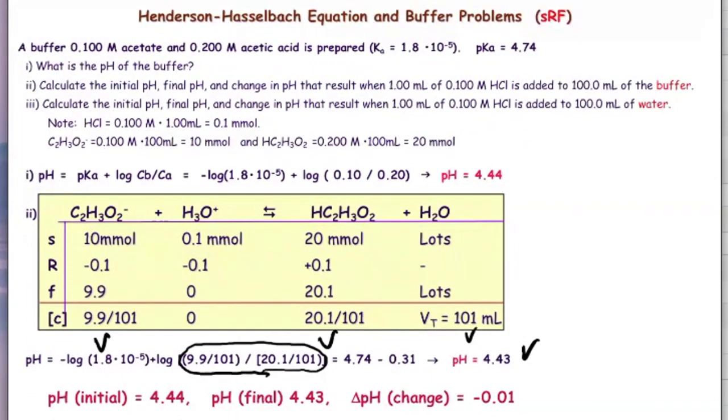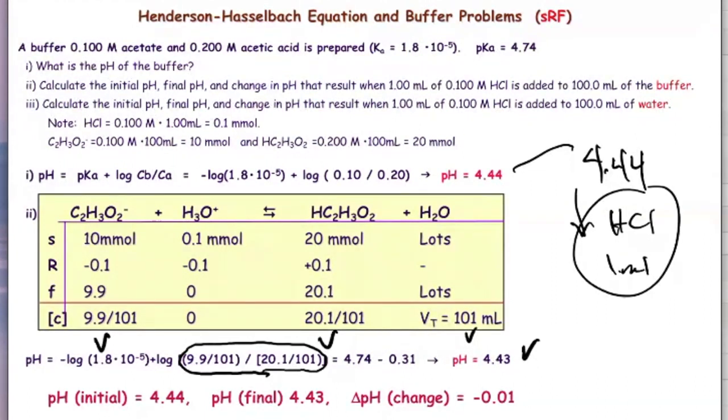Initially, when we just had the buffer, we had a pH of 4.44. When we contaminated with hydrochloric acid, and 1 milliliter contamination of hydrochloric acid is pretty high, we contaminate this 100 milliliter buffer with 1 milliliter strong acid. Look where the pH turned to. It only went from 4.44 to 4.43. That's why these chemicals are called buffers, because they resist pH changes.